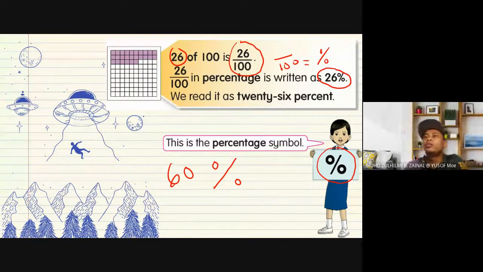If there is a question asking you how to write in words, this is how you write: 26 percent, not percentage. This symbol we call percent, the topic we call percentage. Okay, the percentage symbol is like this, but it's called percent. This is how you spell percent. So 26%. Okay, remember, make sure to know.